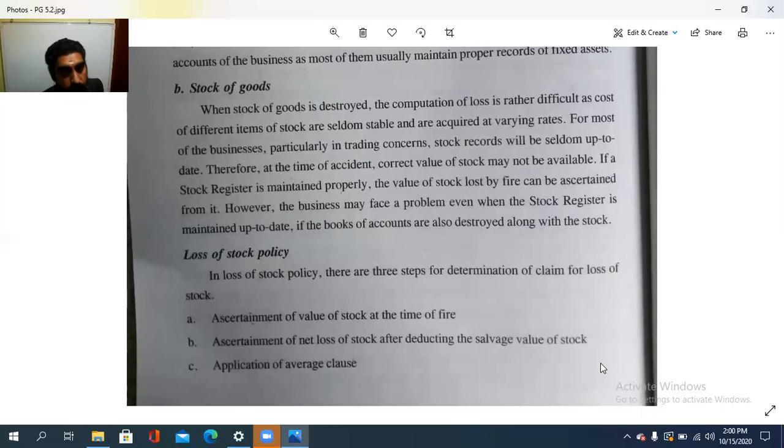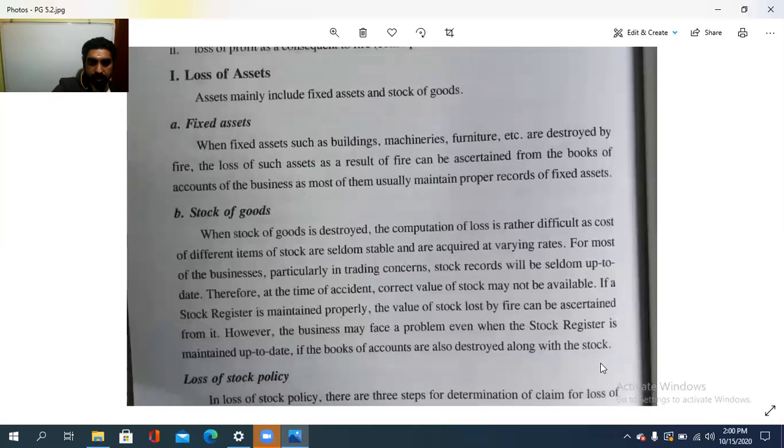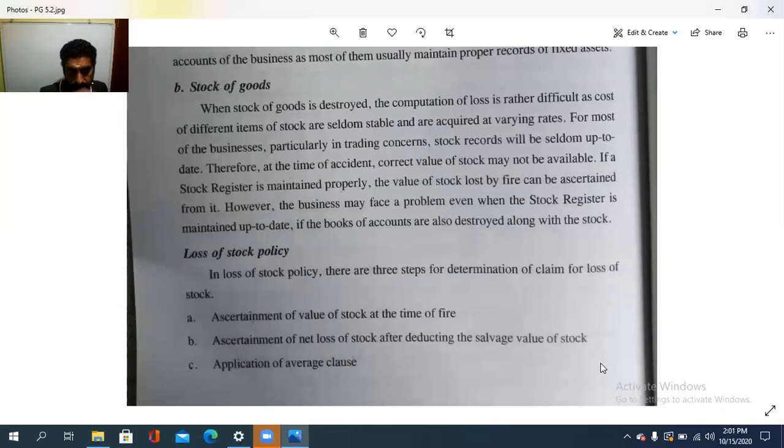So that is the stock of goods. When stock of goods is destroyed, the computation of loss is difficult to run. Why? As cost of different items of stock are seldom stable in nature. There is no change, but are accrued at varying rates. വാങ്ങിക്കുന്നത് പല റേറ്റിലാണ്. Okay. For most of the business, particularly in a trading concern, stock records will be seldom up to date. അത് stock records trading concern ആയതുകൊണ്ട് stock records day-to-day activities ഉള്ളതാണ്. So stock records should be kept up to date.